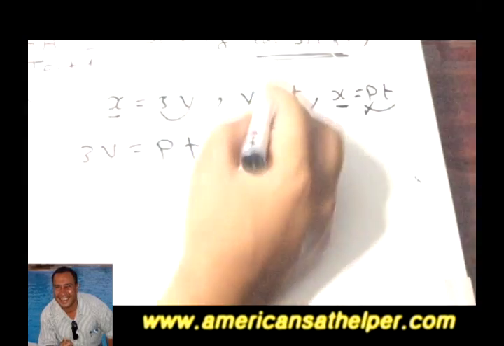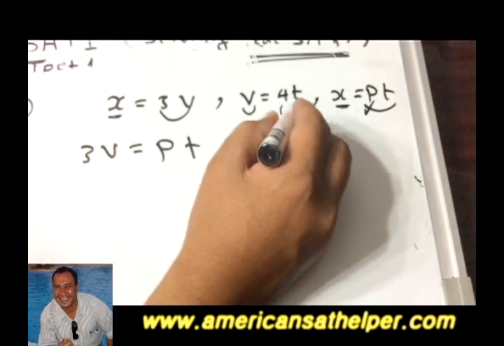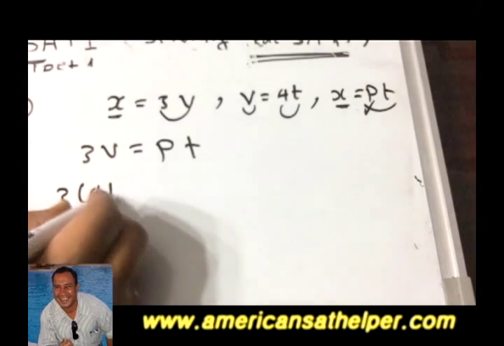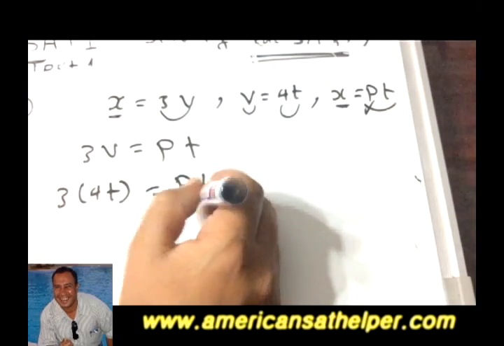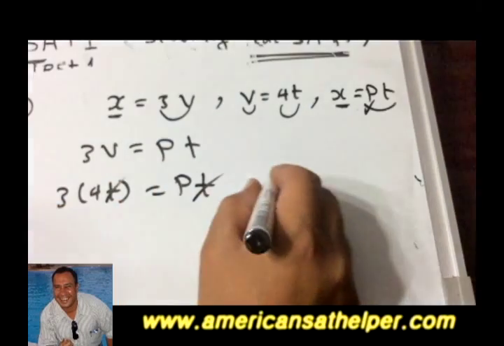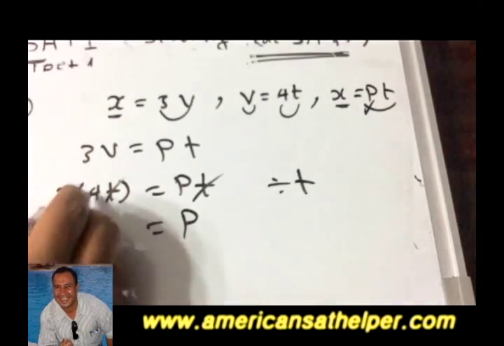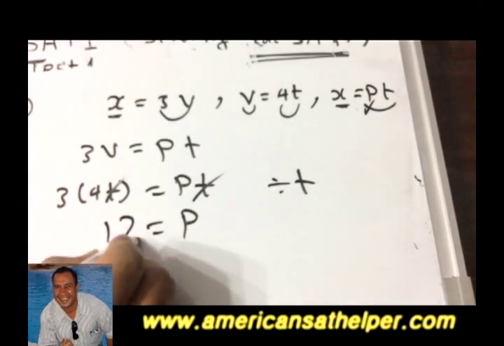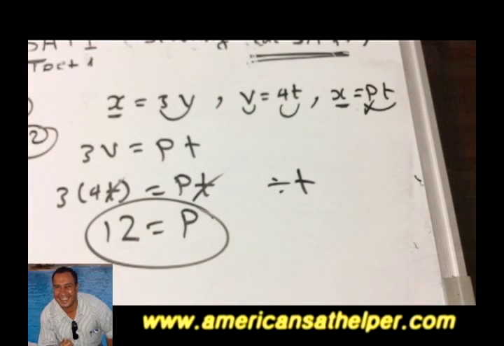Now, we can substitute the value of v by 4t. 3 multiplied by 4t equals pt. The t's cancel each other. We can divide both sides by t. The rest will be p. 3 multiplied by 4 equals 12. So the value of p must be 12. This is the correct answer.